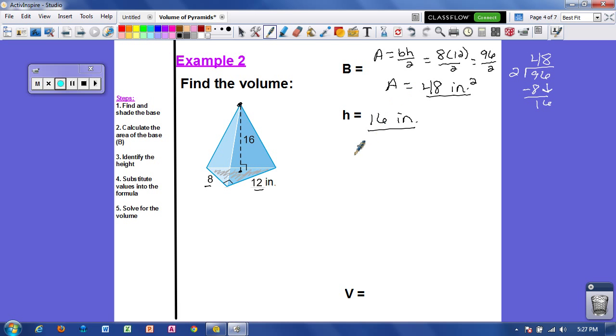So now for volume of a pyramid, that is area of the base times height divided by 3. The area of my base is 48 times my height of 16, and then I'm going to divide that by 3. So I'm going to come out to the side, and I'm going to work out 48 times 16.